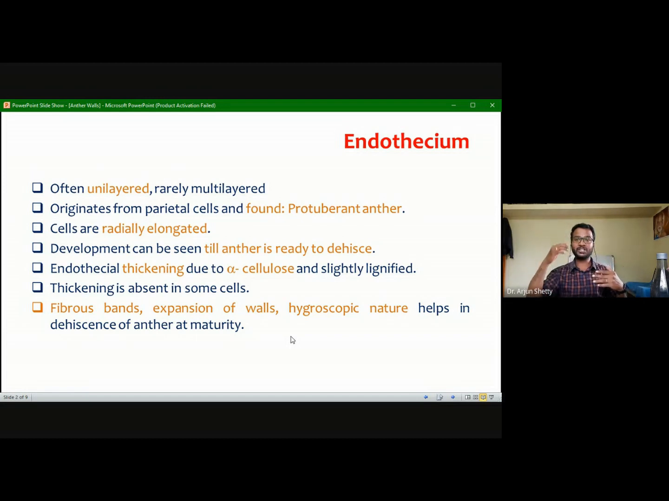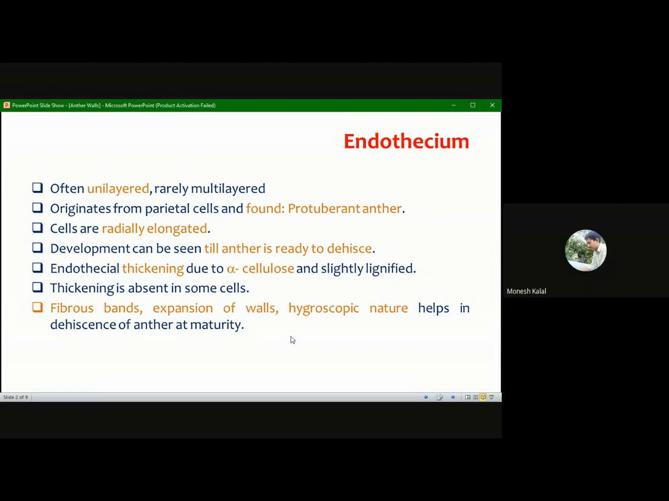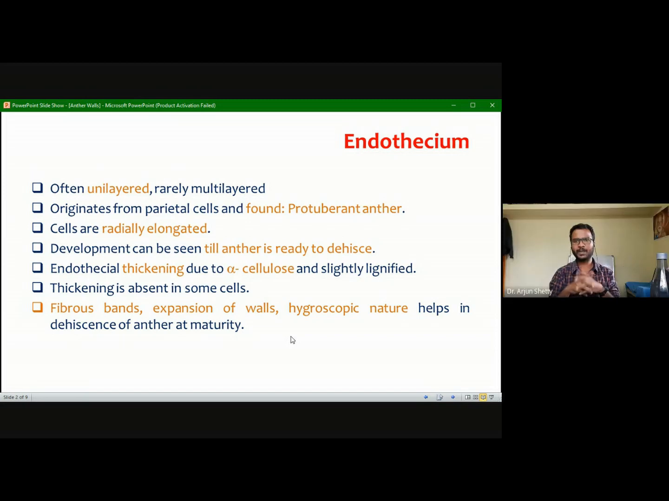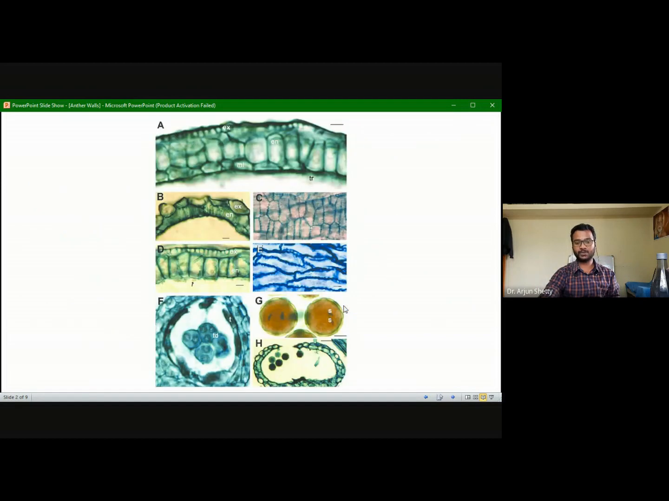This reduction in the wall thickening makes it easy for the pollen grains to come out after the anther dehisces. The next point is that when they become very dry, like fibrous bands, they are going to become hygroscopic in nature. Hygroscopic, what do you mean by hygroscopic? They are quite fragile to water and are easily broken down. That's what we call hygroscopic.